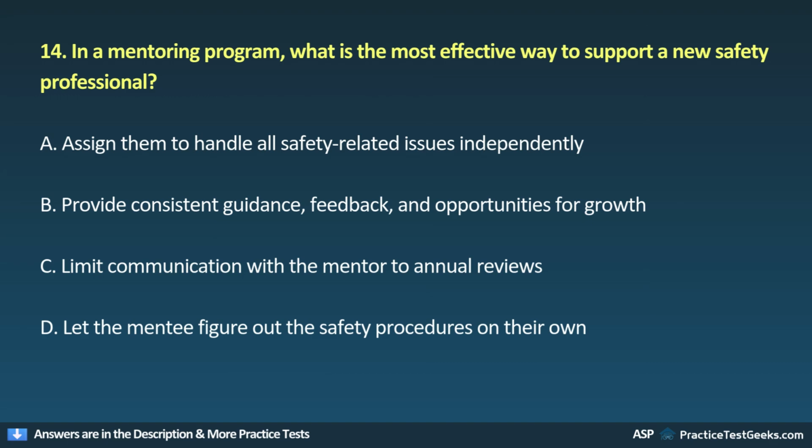14. In a mentoring program, what is the most effective way to support a new safety professional? A. Assign them to handle all safety-related issues independently. B. Provide consistent guidance, feedback, and opportunities for growth. C. Limit communication with the mentor to annual reviews. D. Let the mentee figure out the safety procedures on their own.